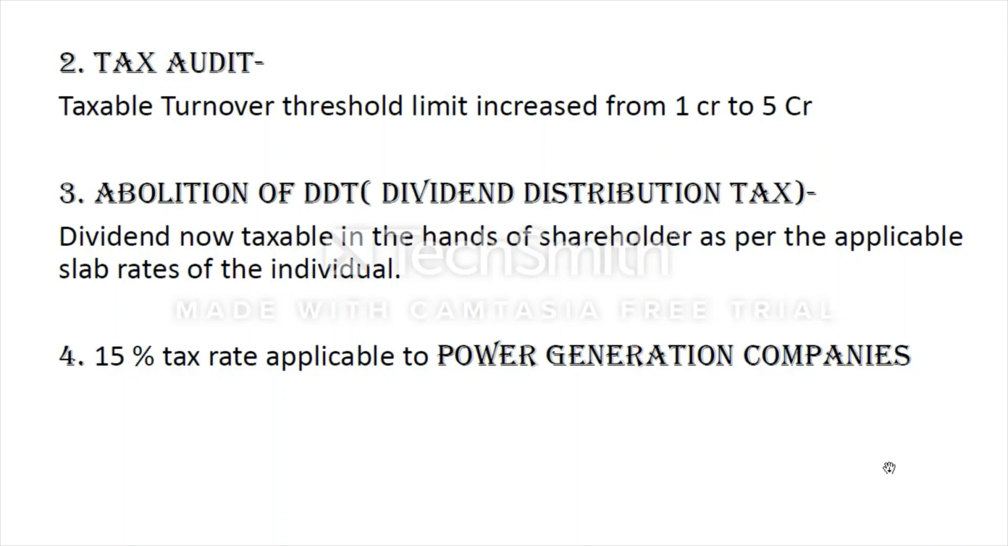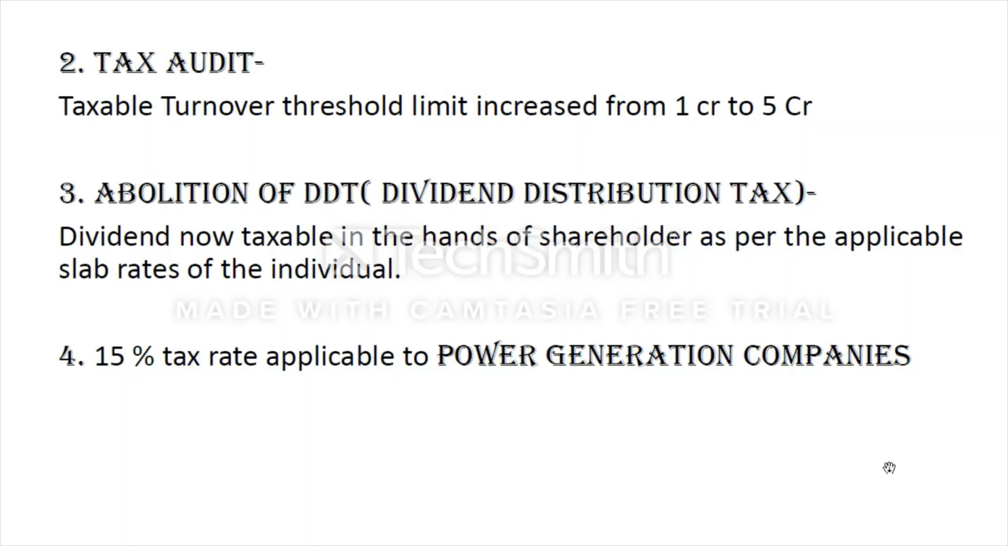For example, now a company is distributing dividends of close to 1 lakh. Now companies need not deduct DDT at the time of distribution, but the shareholders have to add the dividend income to the total income and pay tax as per the applicable slab rates.